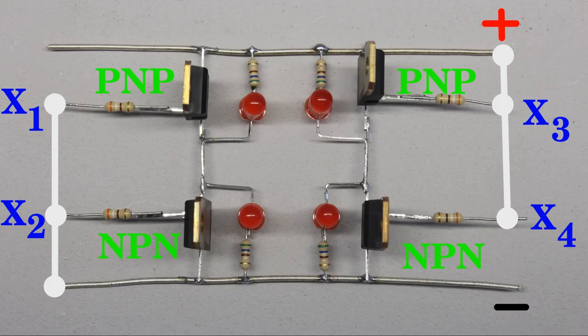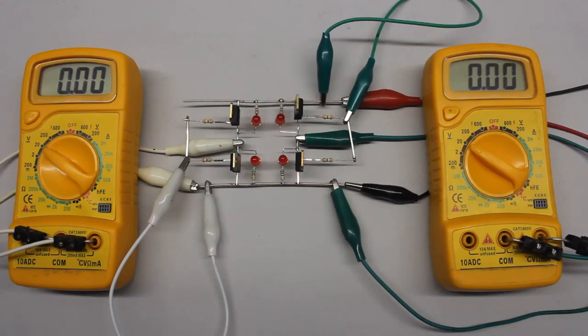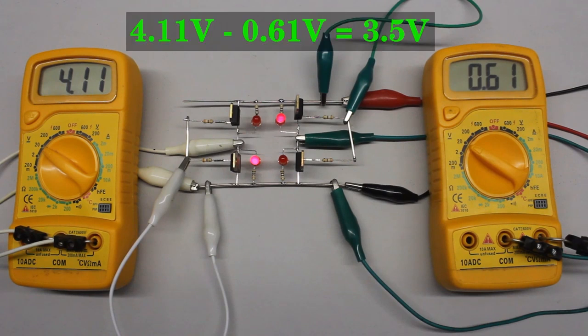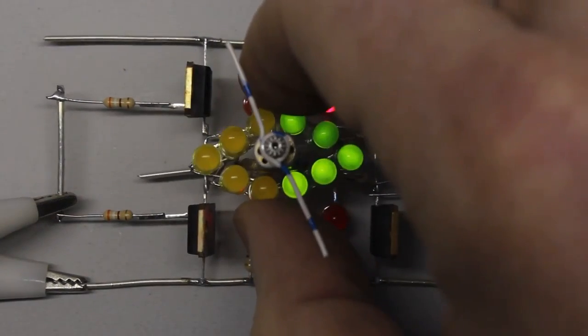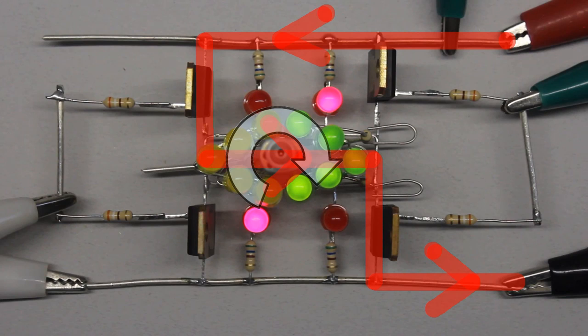When connecting X1 and X2 to ground, respectively X3 and X4 to the positive supply voltage, the resistance of transistors 2 and 3 is at its maximum, while that of transistors 1 and 4 is at its minimum. As a result, the potential at the midpoint of the left leg is 4.1V, while that at the midpoint of the right leg is 0.6V. In sum, there is a difference in potential of 3.5V between the two midpoints of the H-bridge. If a load is connected between the two midpoints, a current is running from the positive terminal via transistor 1, from the left to the right midpoint through the load and finally via transistor 4 to the negative terminal.